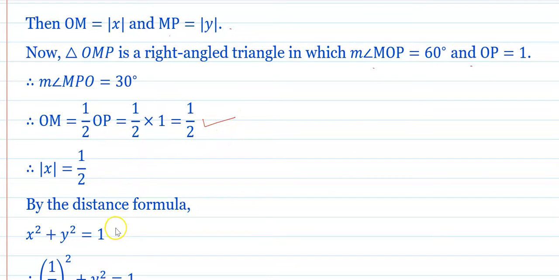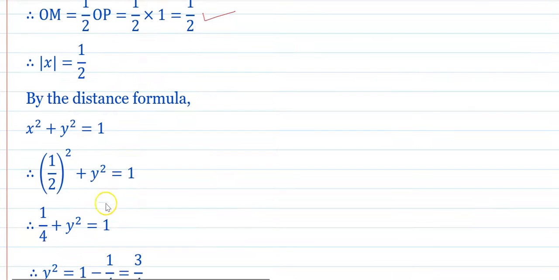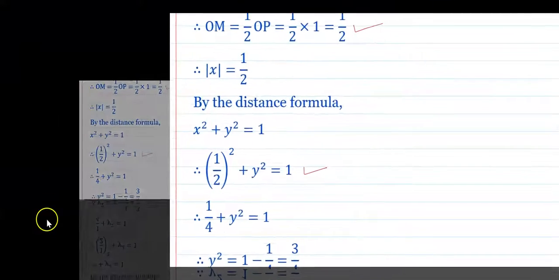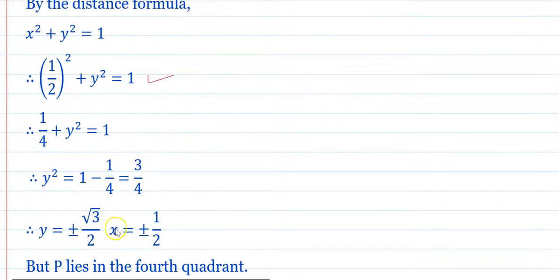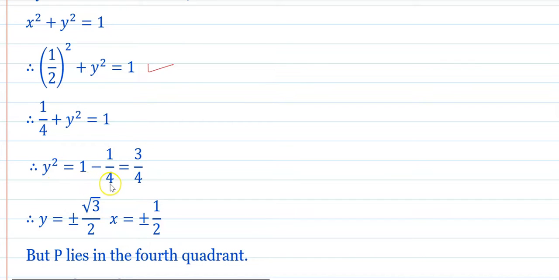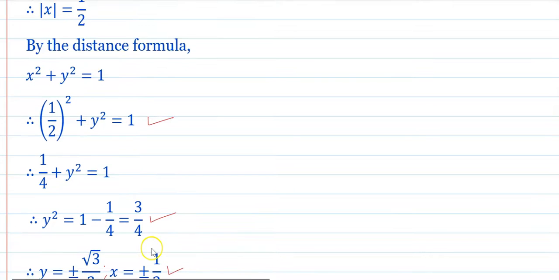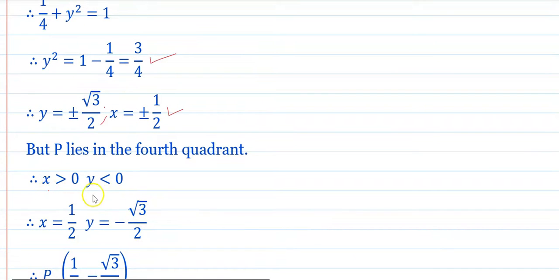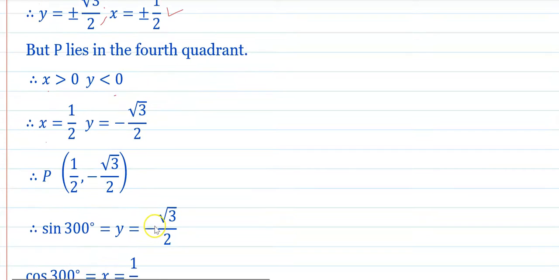And with the help of the distance formula again, x square plus y square is equal to 1. Substitute the values. x is 1 by 2, its square is 1 by 4, plus y square is equal to 1, and hence y square is equal to 1 minus 1 by 4. Simplify again, you will get 3 by 4. Taking the square root, therefore y is equal to plus or minus root 3 by 2, and x is equal to plus or minus 1 upon 2. But P lies in the fourth quadrant. x is positive, y is negative. And hence x is equal to 1 upon 2, y is equal to minus root 3 by 2.